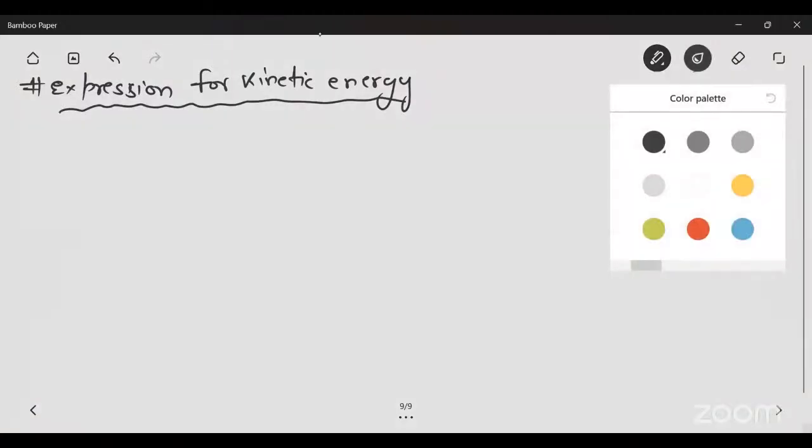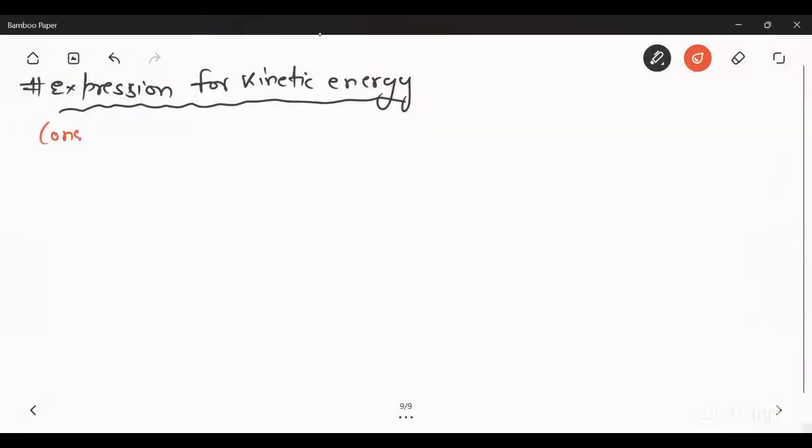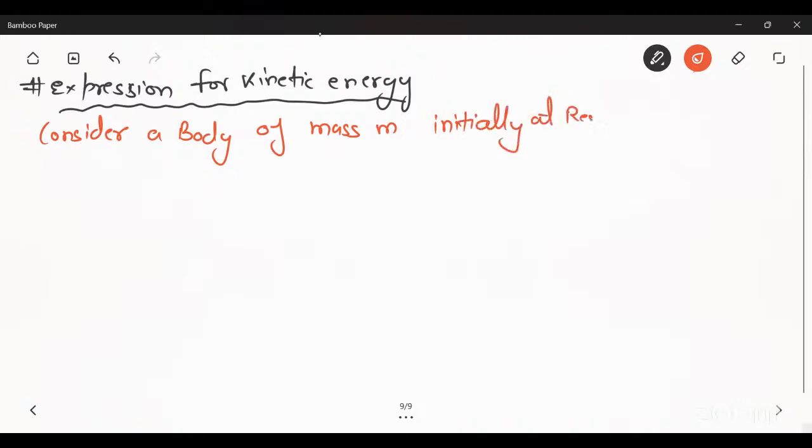So consider a body of mass m, initially at rest. It starts moving with velocity v when a force F is applied.